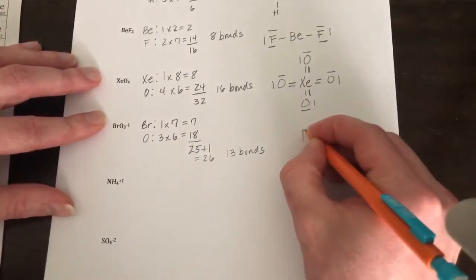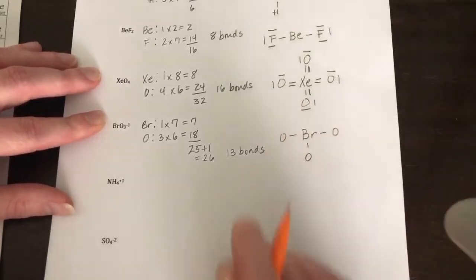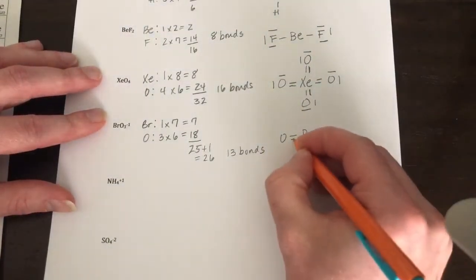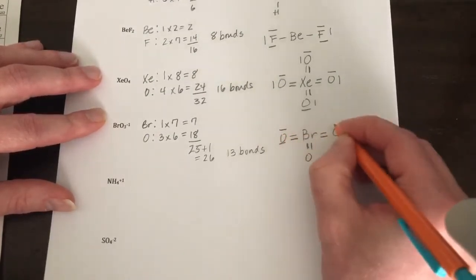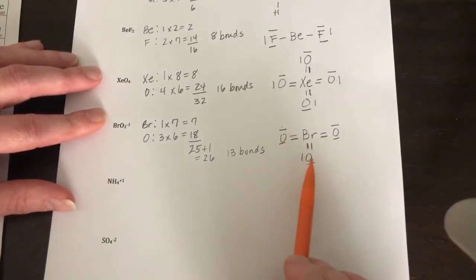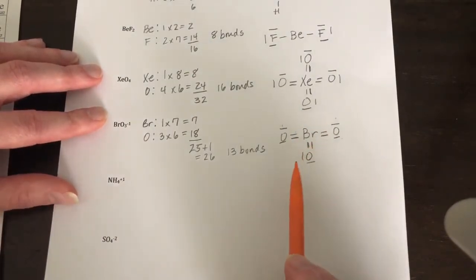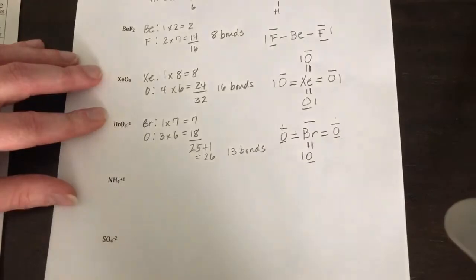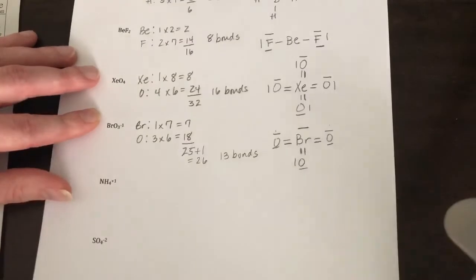Now, bromine is going to be your central atom, and I'm going to have 3 oxygens coming off of it. Remember what we said about oxygens. They're usually going to double bond, and they're usually going to have 2 lone pairs of electrons. So 1, 2, 3, 4, 5, 6, 7, 8, 9, 10, 11, 12. I need 1 more bond. So bromine in this case would have 1, 2, 3, 4, 5, 6, 7, 8.